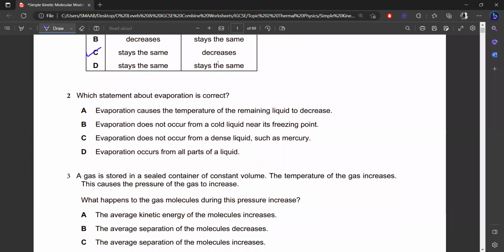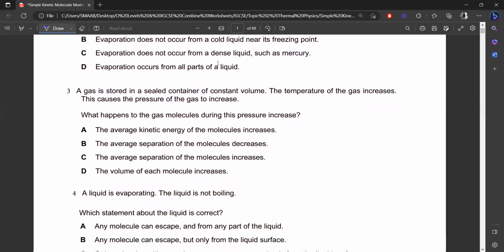Which statement about evaporation is correct? Evaporation causes the temperature of the remaining liquid to decrease. Yes. Okay. So the first statement is right, and evaporation does not occur from a cold liquid near its freezing point. Evaporation does not occur from a dense liquid such as mercury. Evaporation occurs from all parts of the liquid. So the first statement is the right one, that it will decrease the temperature of the remaining liquid.